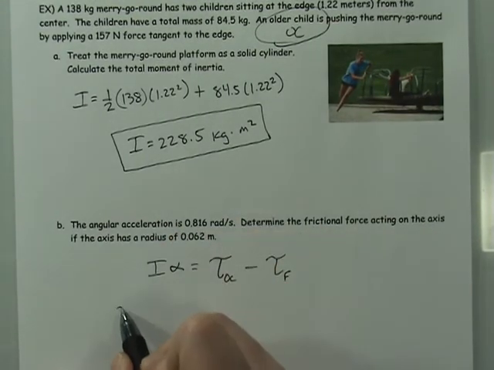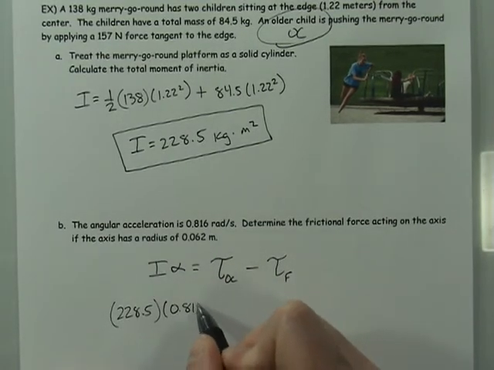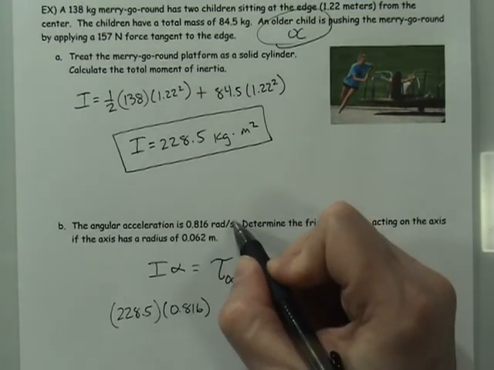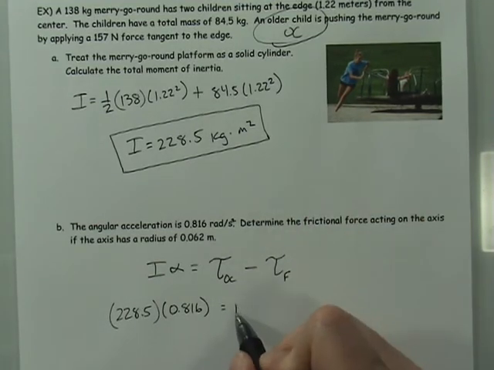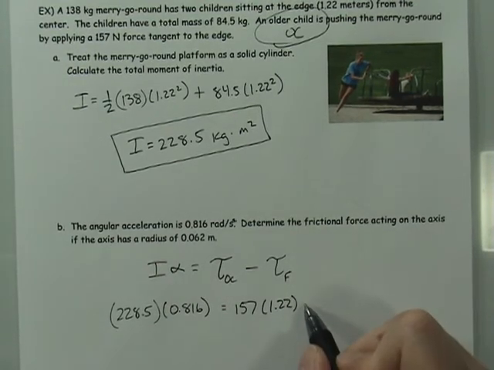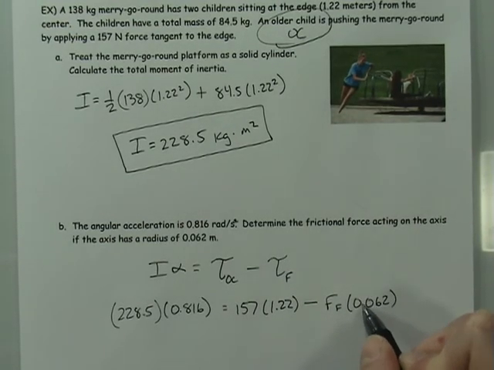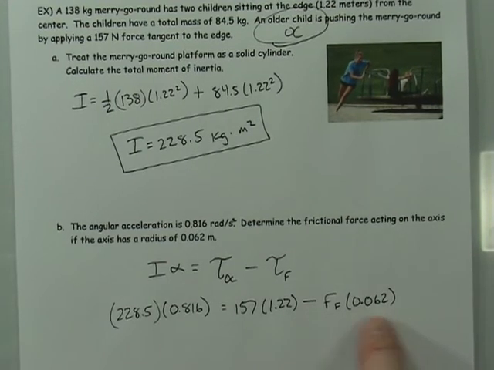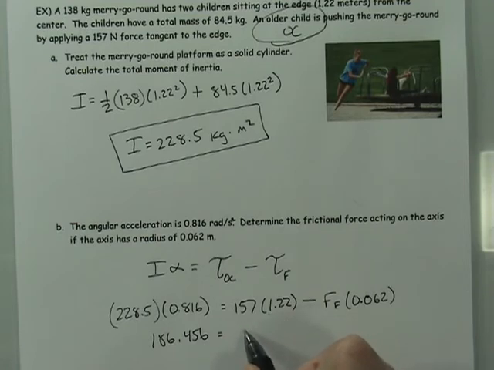So the I I've already got, that is 228.5. I was given the angular acceleration is 0.816 radians per second. That should say radians per second squared. The torque on the other side, she is applying a 157 Newton force at 1.22 meters from the center, minus F of F times 0.062. Okay, F times R minus F times R is going to give me the I times alpha. So on the left-hand side, we end up with 186.456. 157 times 1.22 is 191.54.